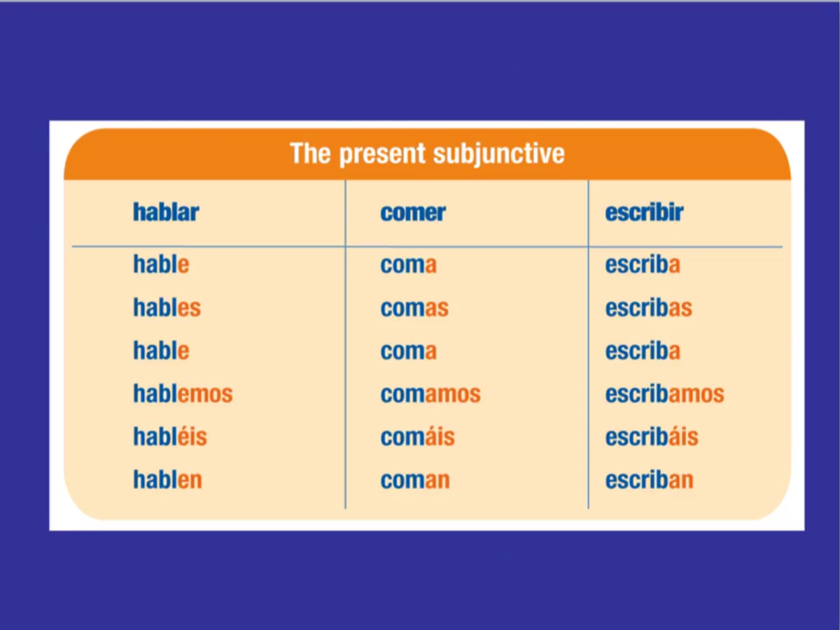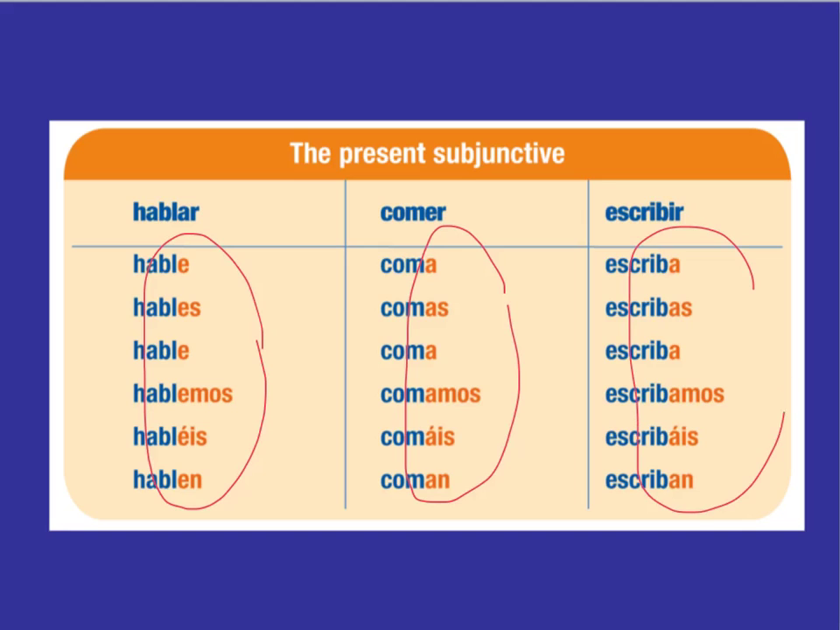These are the endings for the present subjunctive. So notice that AR verbs are getting ER and IR verb endings, and that ER and IR verb endings are getting the A's. Notice that the vosotros has an accent just like it always does.